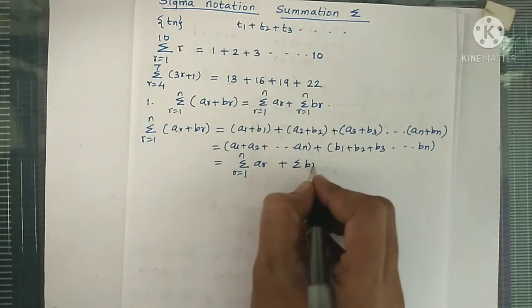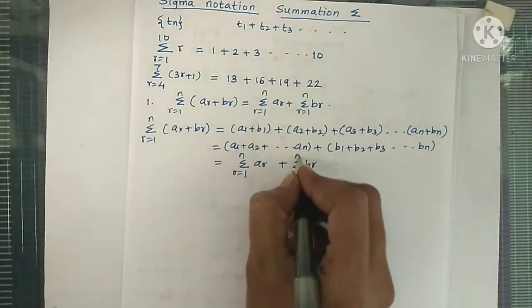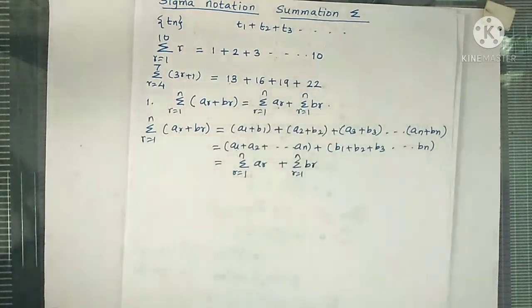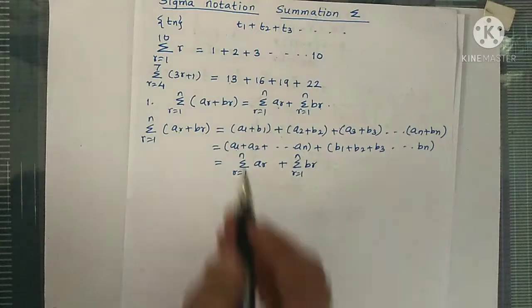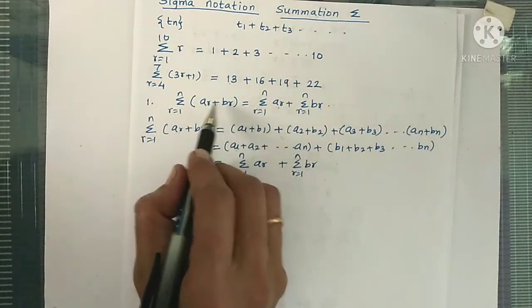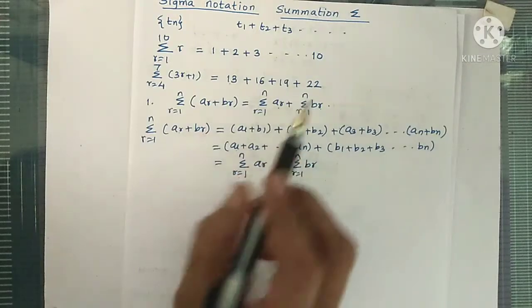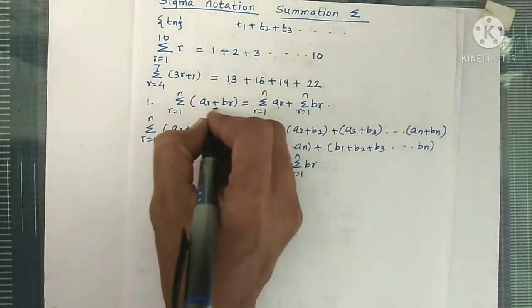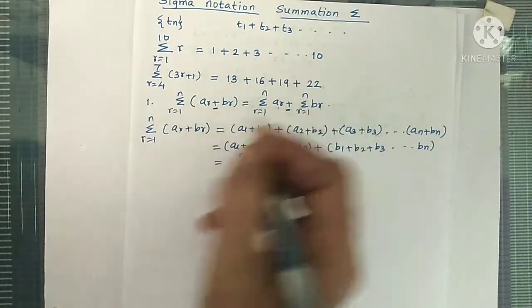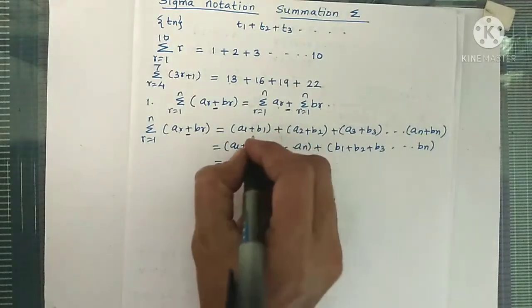Similarly, the second bracket is summation BR, R equal to 1 to n. So that is our right hand side. So the property says that whenever we have a sum, we have to write this sigma notation for both the terms. Similarly, for minus sign also, we get the same result.